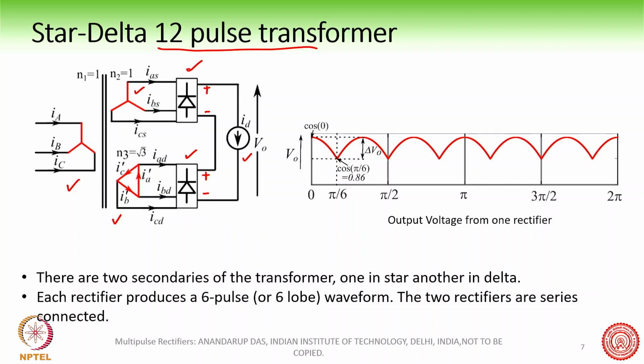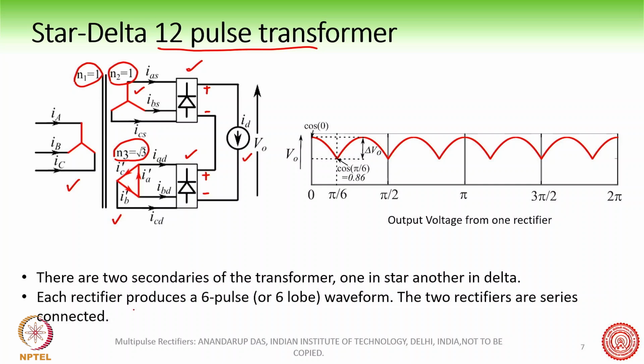Fine. Now one of the things that you should note is that there is a particular turns ratio of these transformers. If you can see here, N1 is equal to 1 and N2 equal to 1, which means N1 to N2 is 1 to 1 for the star connected arrangement. However, N3 is equal to root 3. So the turns ratio between the primary and the delta is 1 to root 3, right? And this is something which we must keep in mind when this is going to operate.